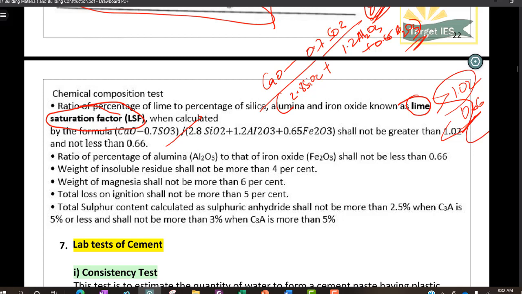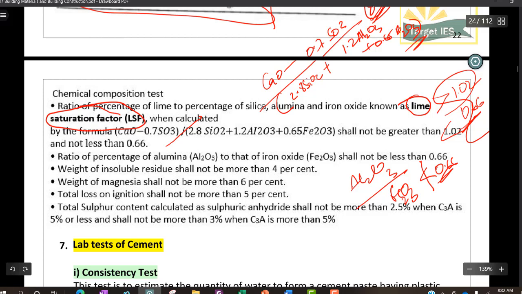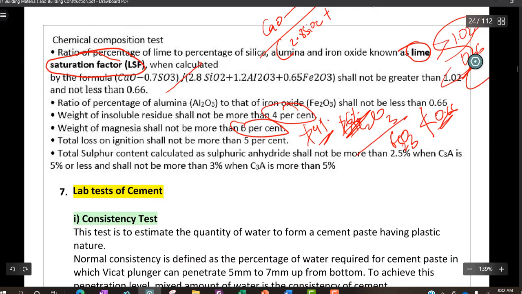You will remember. Not only this, the ratio of Al2O3 and Fe2O3 alone shall not be less than how much, 0.66. You will remember. And whatever insoluble residue you have in this cement, it should not be more than 4%. So the residue, the impurities, should not be more than 4%, and the weight of magnesia should not be more than 6%. All these bits are very important. Remember. And total loss of ignition when you are heating, right, should not be more than 5%. Loss of ignition should not be more than 5%.